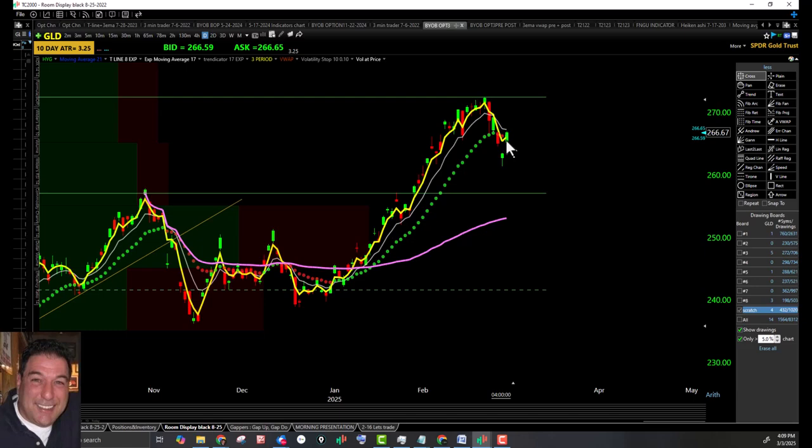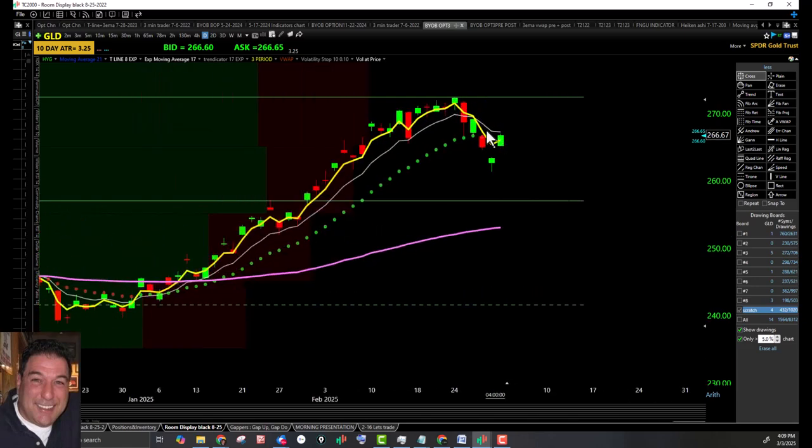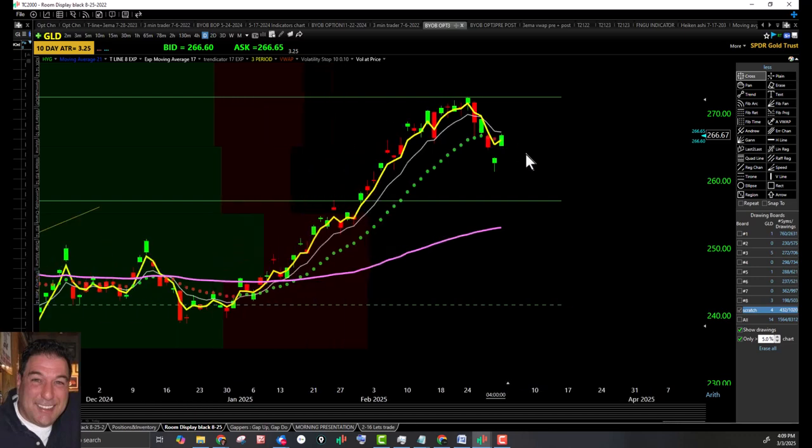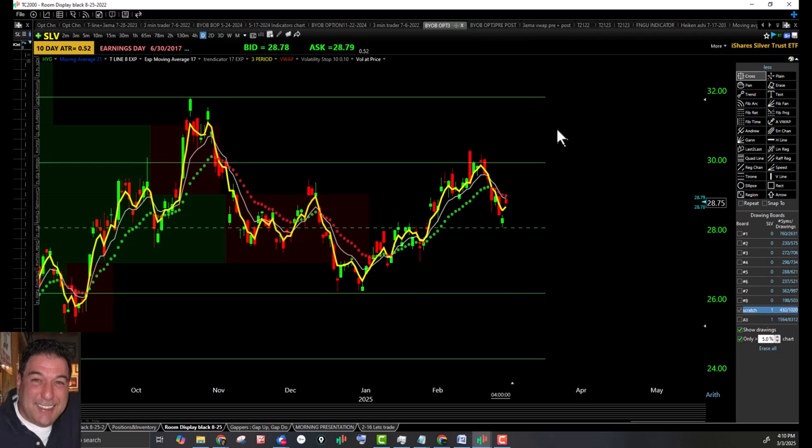GLD got a higher high and a higher low, closing inside a bearish trap over the 17 EMA. Still bullish up here over the prior all-time high anchored VWAP. Gold, still bullish.